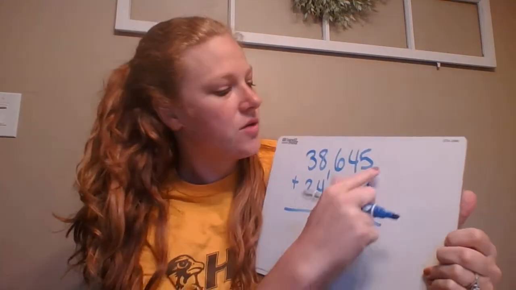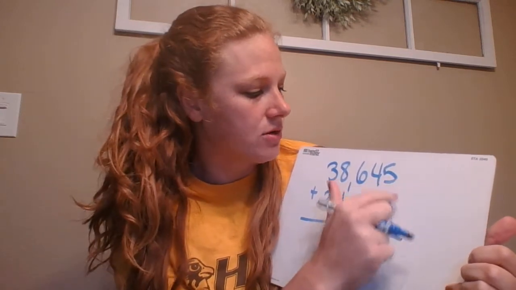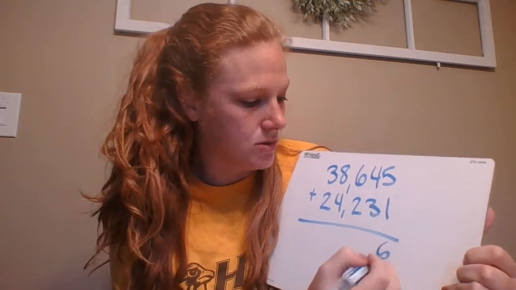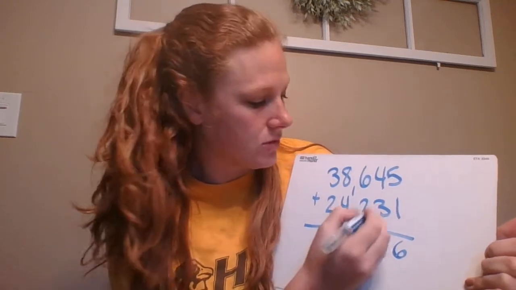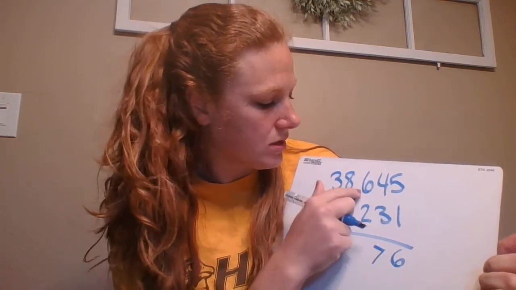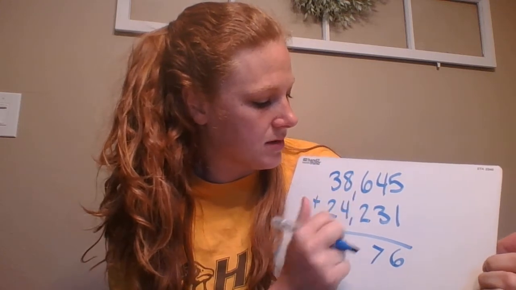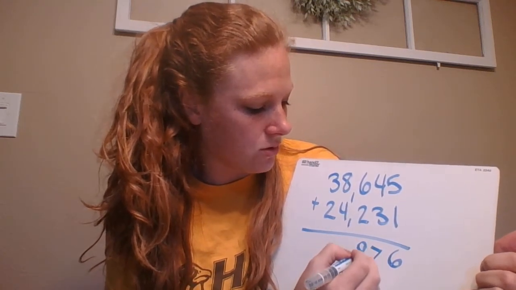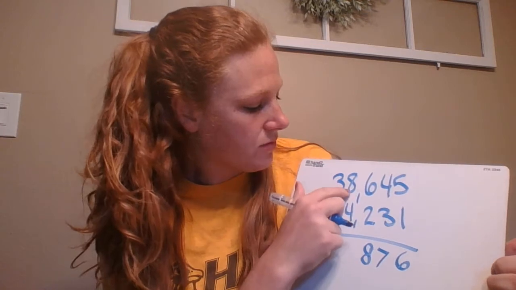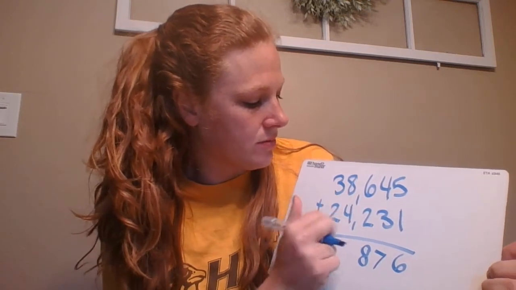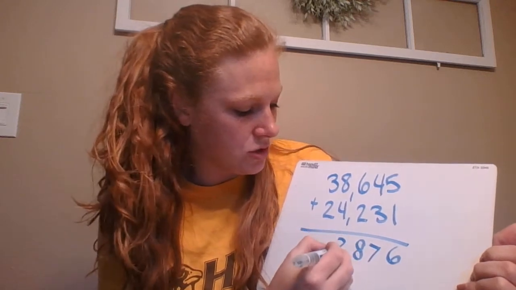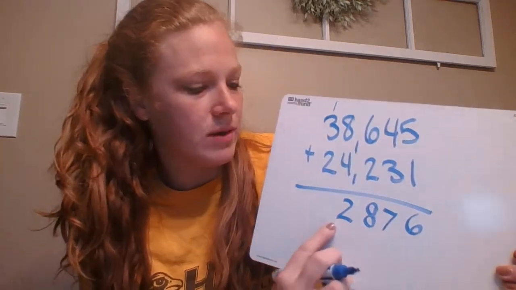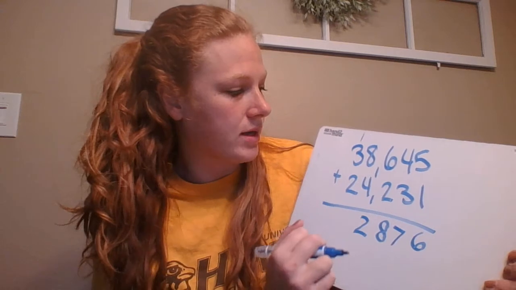24,231. First, we're going to add 5 and 1, 5 más 1, which is 6 or 6. And then 4 plus 3, 4 más 3, which is 7 or 7. 6 plus 2, 6 más 2, which is 8 or 8. Then we're going to do 8 plus 4, 8 más 4, which is 12 or 12. So we put our 2 and we carry our 1. So escribe 2 aquí, escribe 1 aquí.